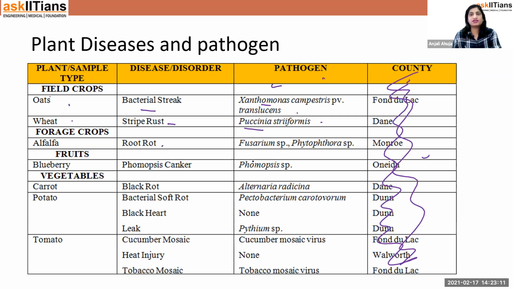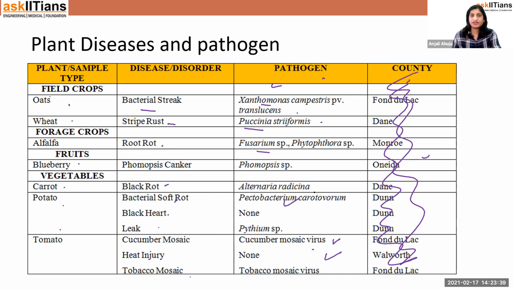It is a root rot disease caused by Fusarium. Fruit, blueberry: it's Phomopsis canker. Vegetables are carrot, potato, tomato, which have black rot, bacterial soft rot, black heart, leek diseases, or cucumber mosaic in tomato, heat injury, tobacco mosaic. Tobacco mosaic is a virus. This one is a virus.